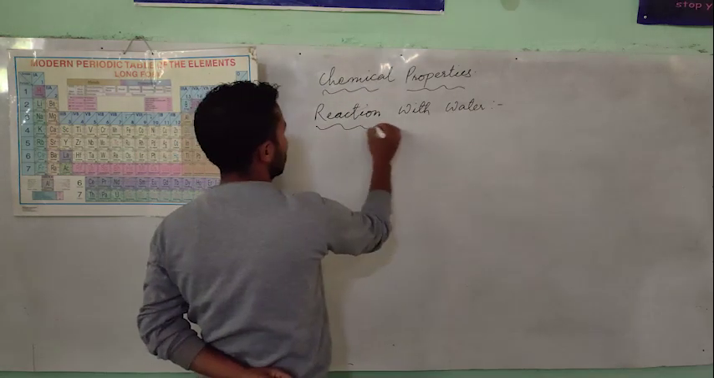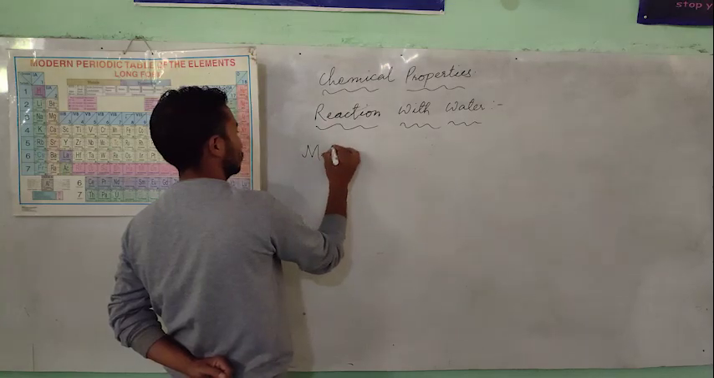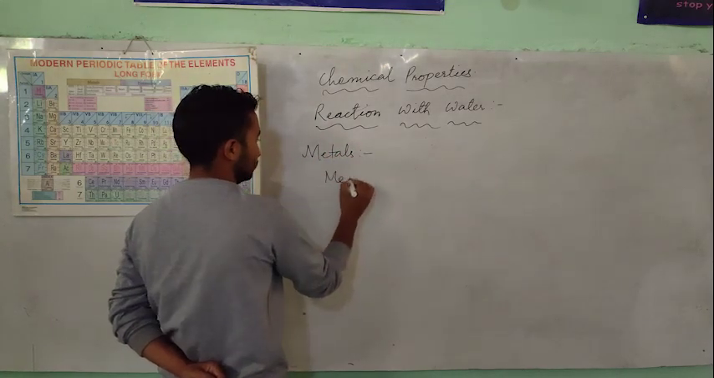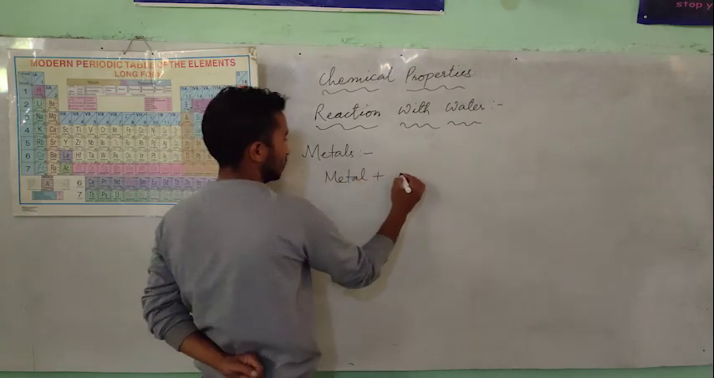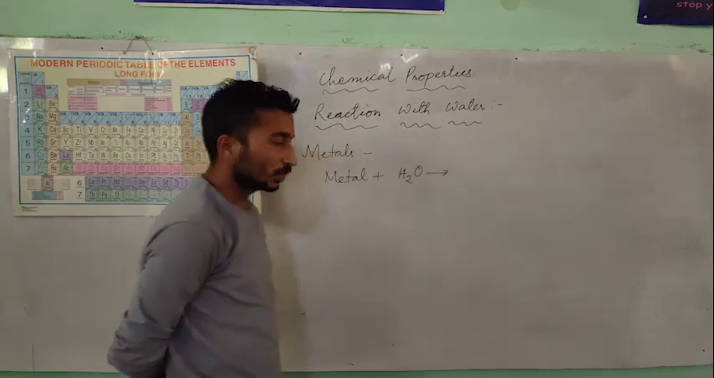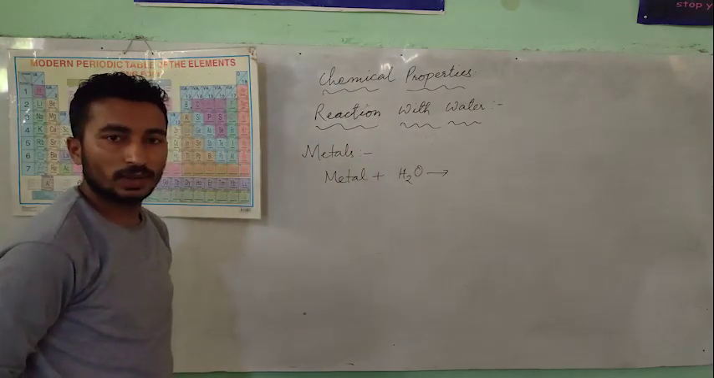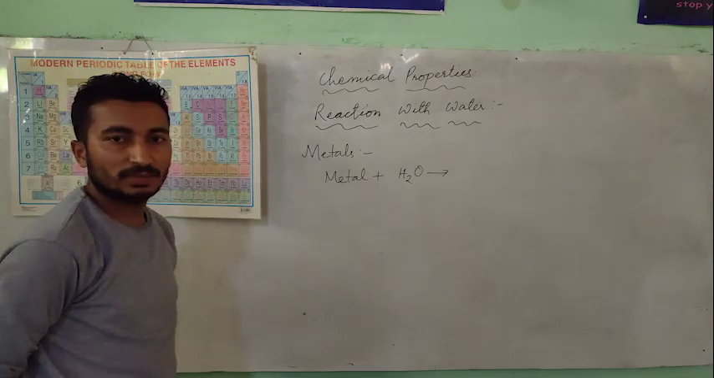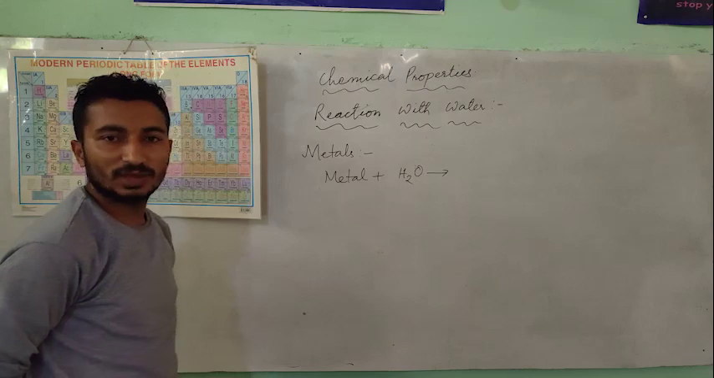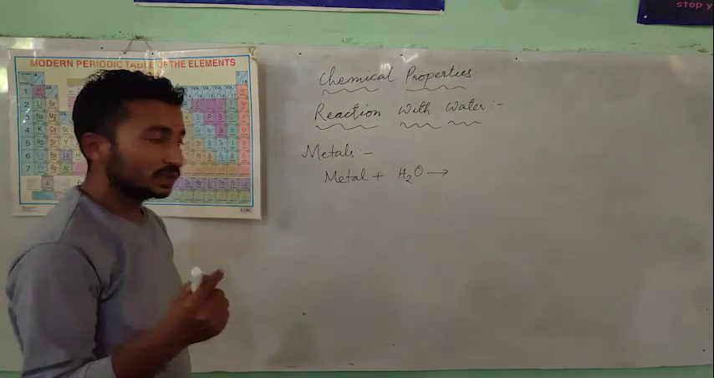First, let's discuss metals plus water. What will happen when metal reacts with water? Most of the metals will not react with water. For example, if you keep a piece of iron inside water for 10 years, the iron will remain there. It will not react with water. But there are some metals which react with water.